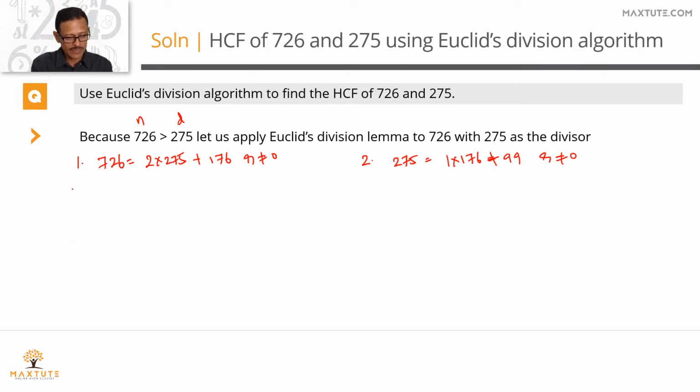Step 3, what is going to be the number for us, or the dividend? The dividend is equal to 176, which is the divisor of the previous step. What is going to be the divisor? The remainder of the previous step, which is 99. So we're going to write 176 as q times 99.